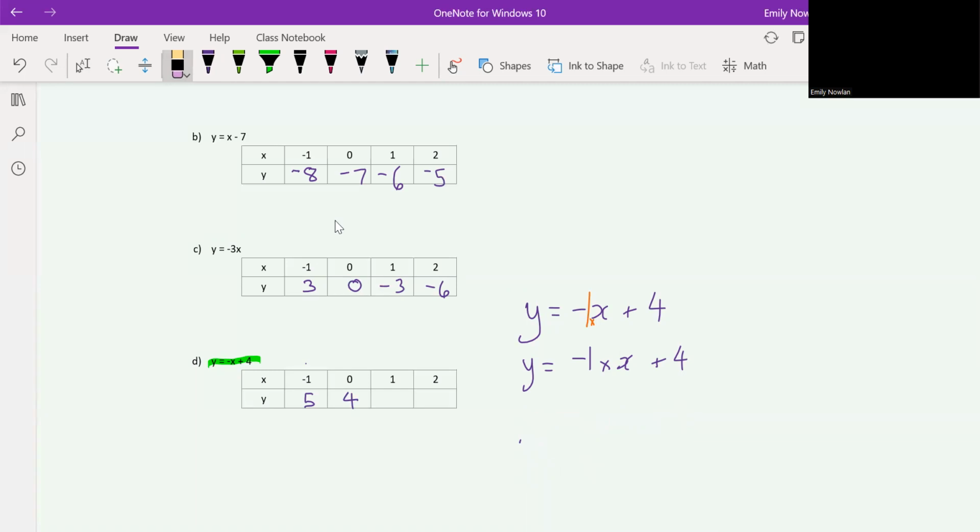Okay. The next one we're doing is x is equal to 1. That's our next thing to substitute in. Y equals minus 1 times 1. To finish the rule, put the plus 4. Minus 1 times 1 is minus 1 plus 4. Minus 1 plus 4 is 3. Put 3 in there.